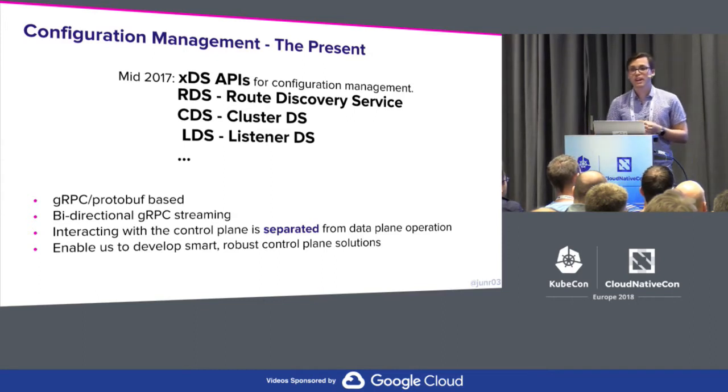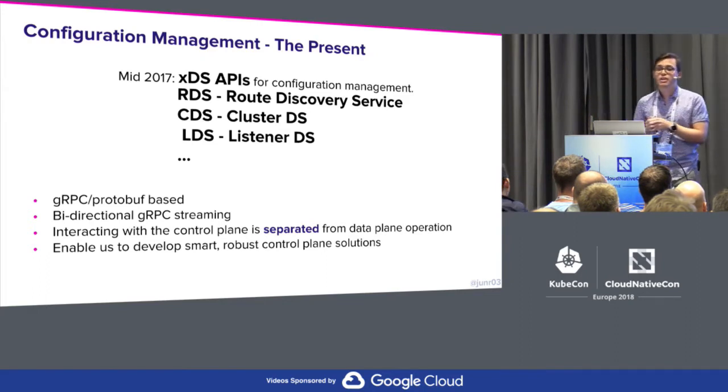This set of APIs are gRPC and protobuf based. That means that we have strong type contracts between configuration artifacts and Envoy. It supports bidirectional gRPC streaming, and it allows us to interact with the control plane separate from the data plane. This means that we can start writing robust and resilient control planes that are separate from the data plane.